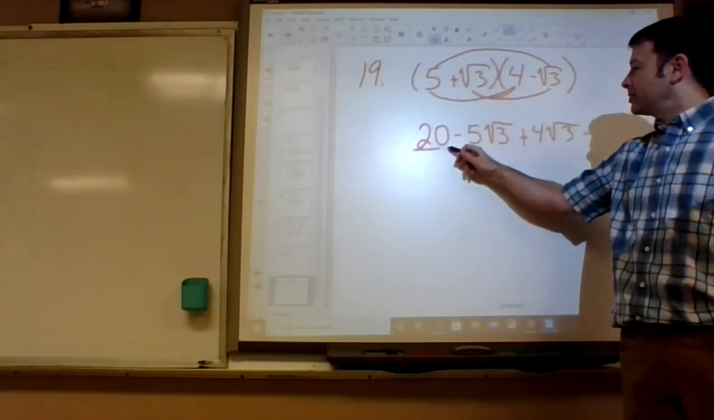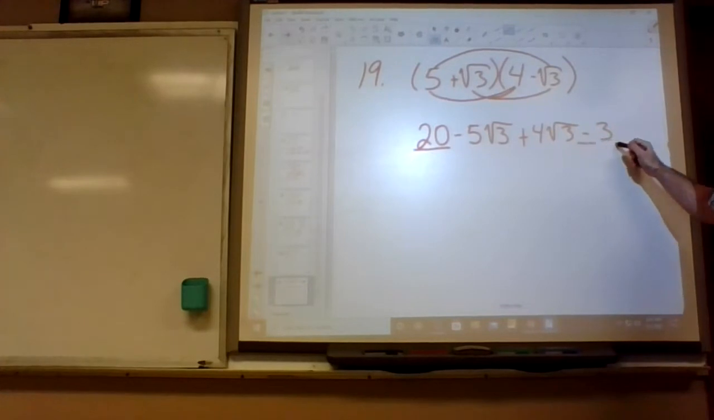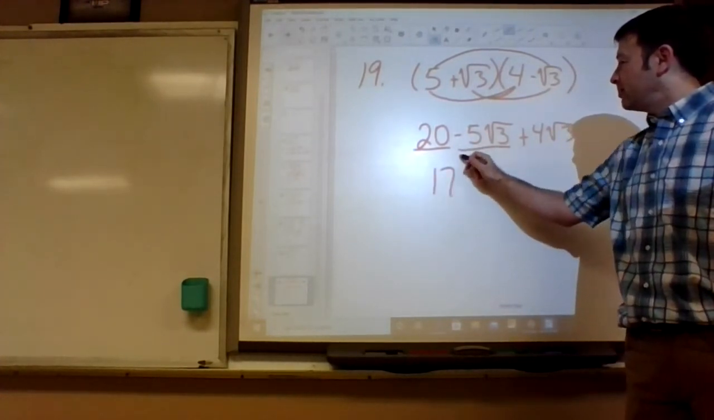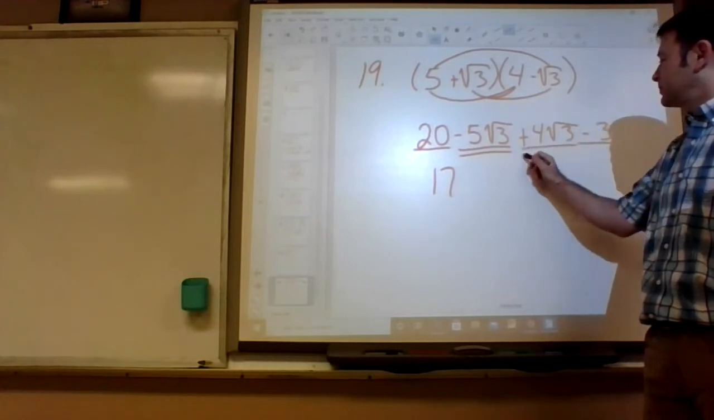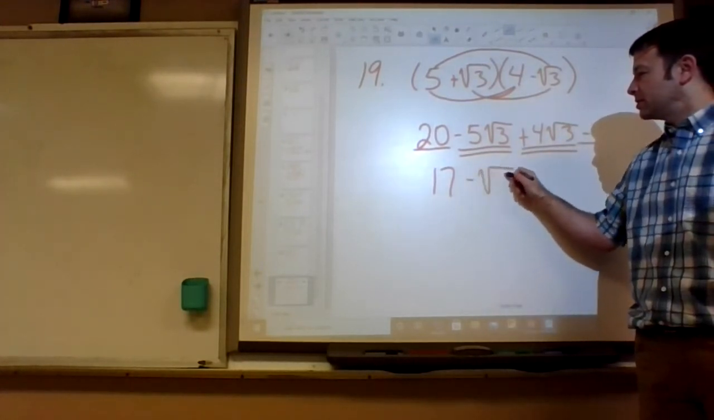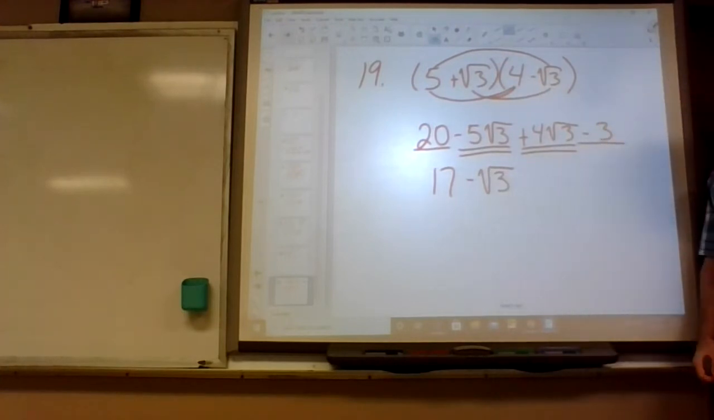Okay, I'm going to start with the normals. 20 minus 3, 17. And minus 5 square root of 3 plus 4 square root of 3. Minus 1 square root of 3. So 17 minus square root of 3.